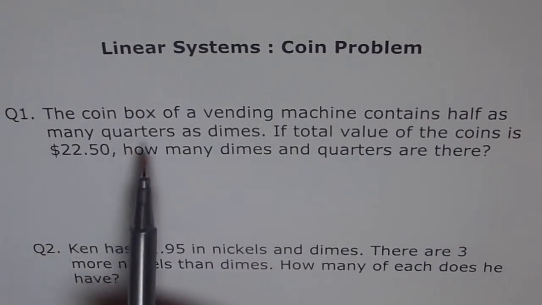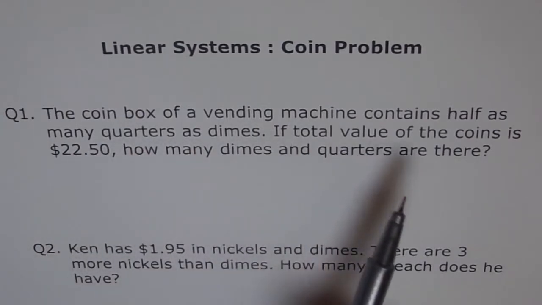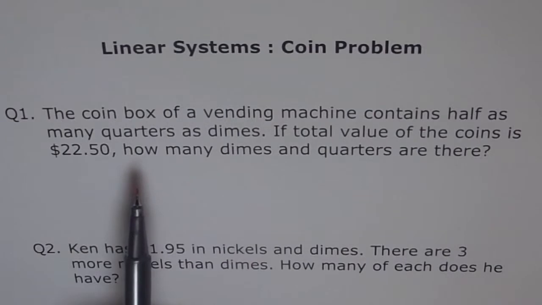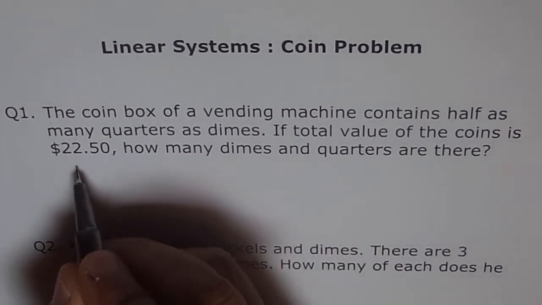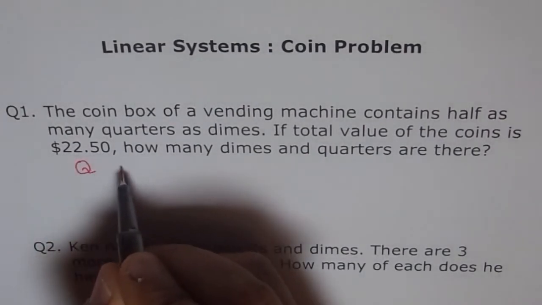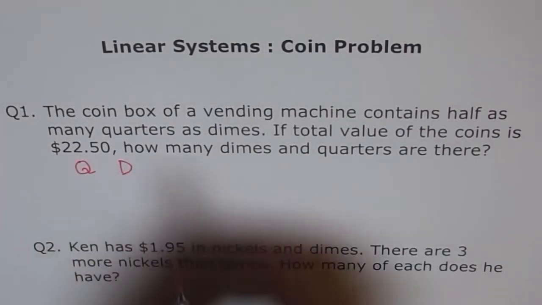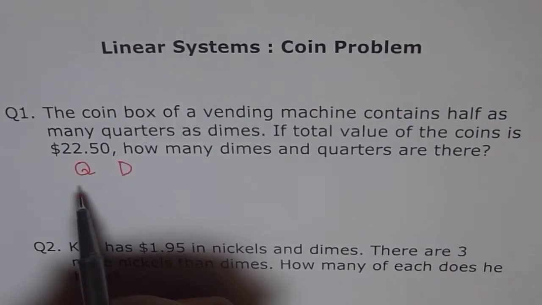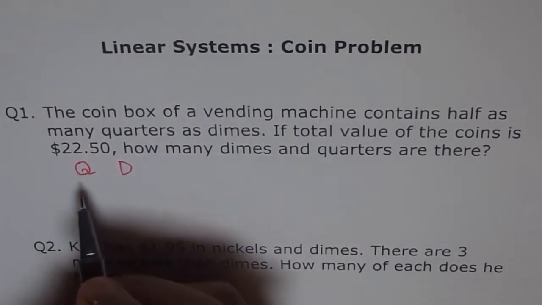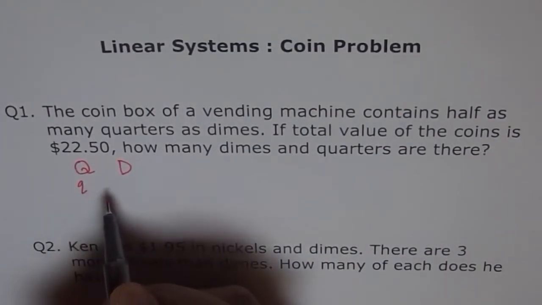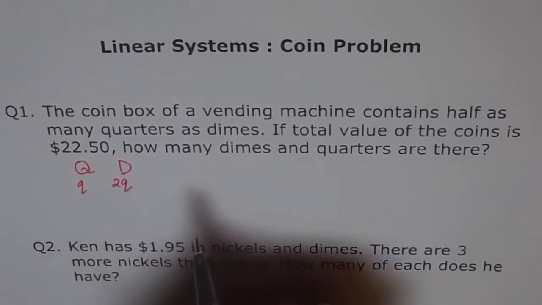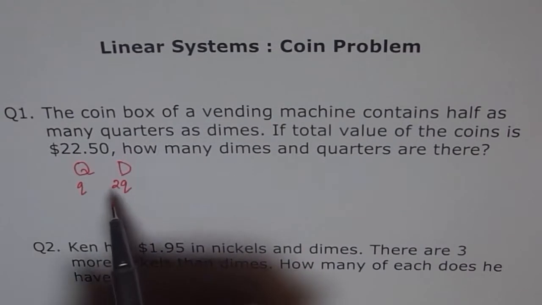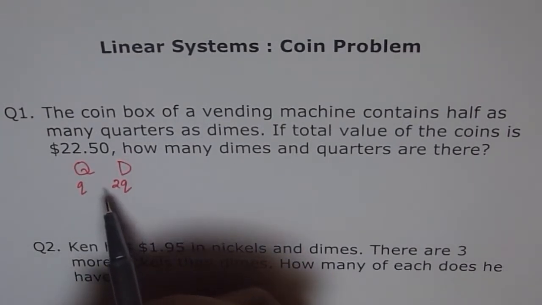A coin box of a vending machine contains half as many quarters as dimes. So we have two things here. Let's say Q are the quarters and D are the dimes. So you have half as many quarters. That means if you have Q quarters, then how many dimes do you have? Twice Q. So what we did actually, we avoided two equations in a way. So how? Let me say.